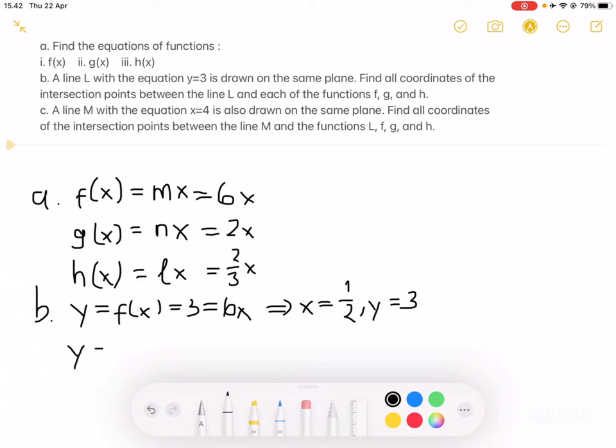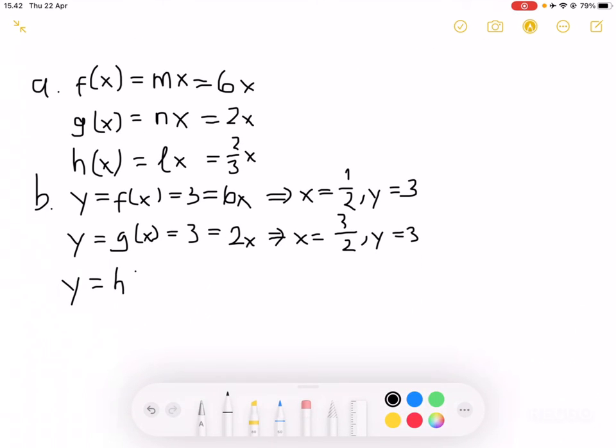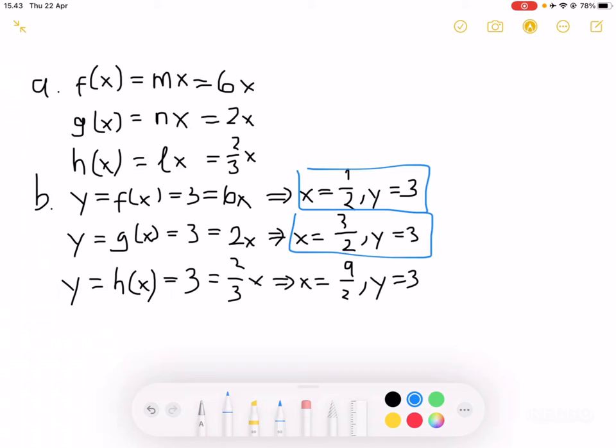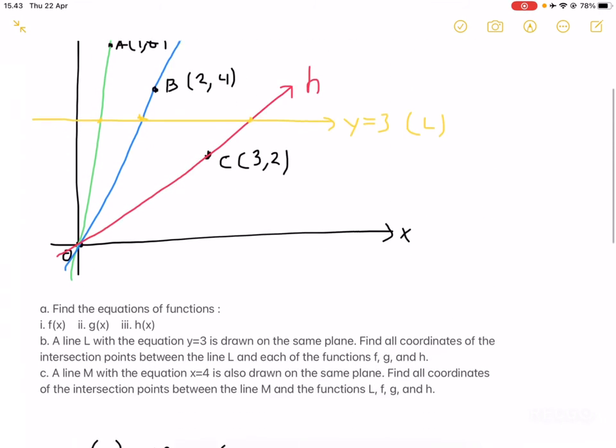We can do the same. We can set y is equal to g of x in this case. It's equal to 3, is equal to 2x. And therefore, x will be 3 over 2, while the y will be still the same. And finally, we can set y equals h of x is equal to 3, is equal to 2 over 3x. Therefore, x is equal to 9 over 2, and therefore y is equal to 3. So these are the coordinates of intersection between line L and each of the 3 functions above.